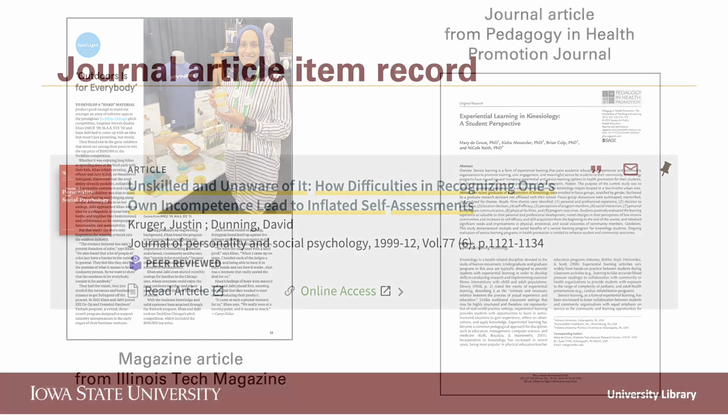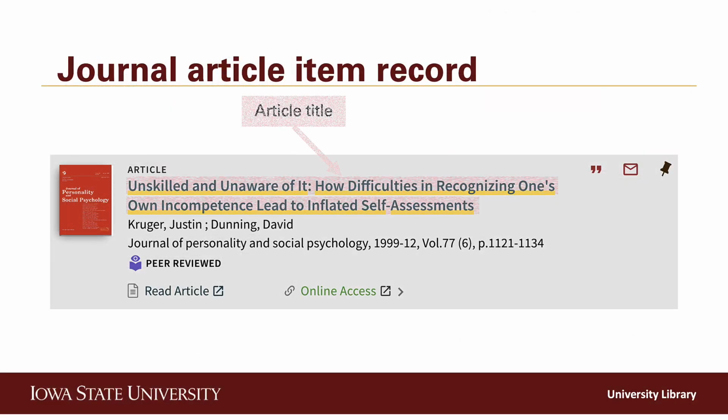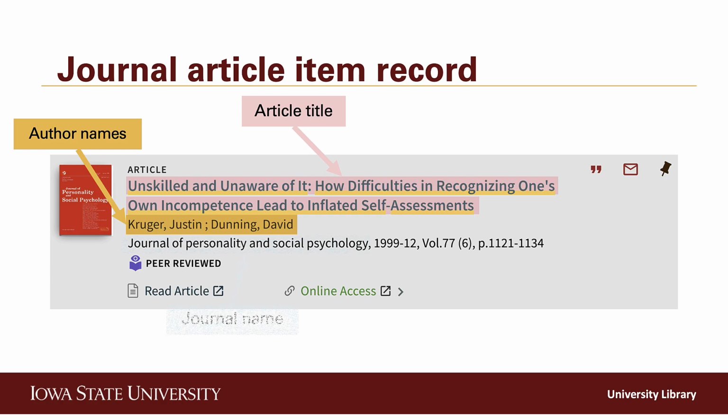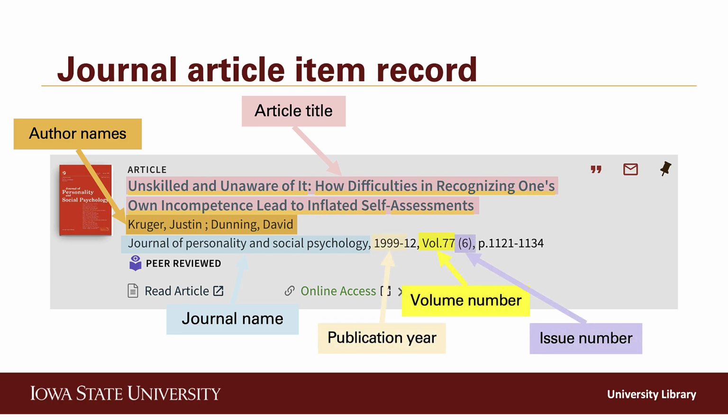When you look at the item record for a journal article, the journal article title is listed first, followed by author name, and later, the name of the journal itself, which is that container. You'll also see the year of publication, volume number, and issue number. Journal articles will also have page numbers to tell you where to locate it in the journal. In the item records from the library, scholarly journal articles will also include that they are peer-reviewed.